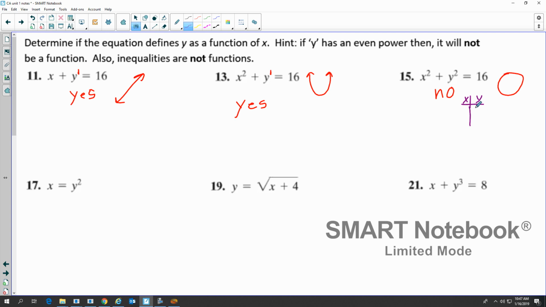Instead, what we'll do is we'll let y be the 4, and then x would have to be 0. And if y were negative 4, same deal, then x is 0. So I'm sorry, I had that backwards. But as you can see, when x is 0, I'm coming up with two different results. That would be a problem, not a function, right? Okay, 17. Let's see.